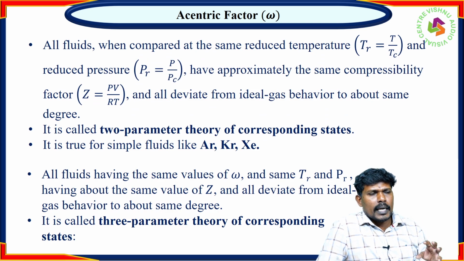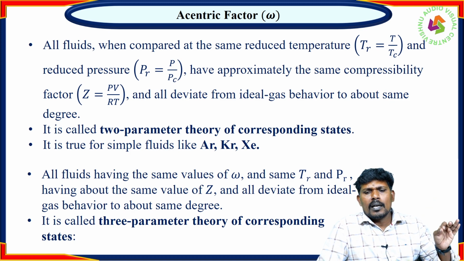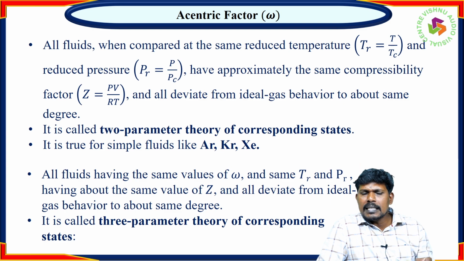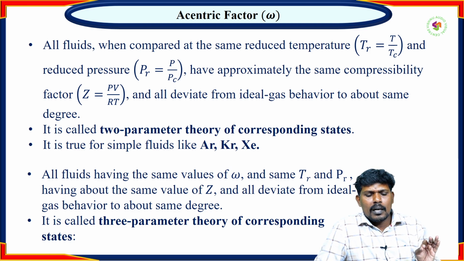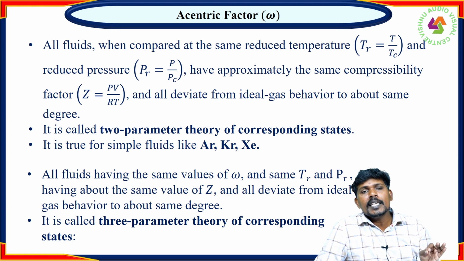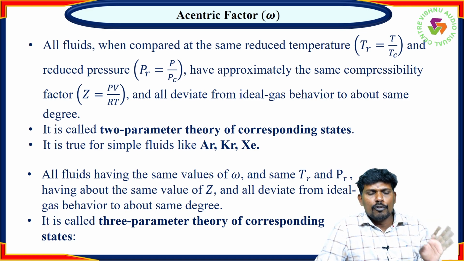Before the eccentric factor was found, there was a statement called the two-parameter theory of corresponding states. It says that all the fluids which have the same reduced temperature, where reduced temperature is equal to T by Tc, T is the operating temperature and Tc is the critical temperature, and the same reduced pressure, approximately have the same compressibility factor, and they deviate by the same degree.